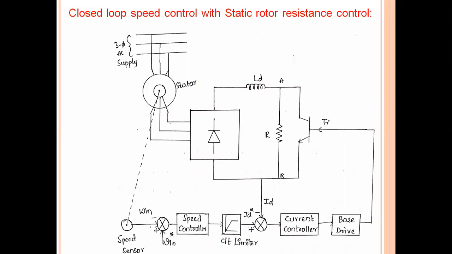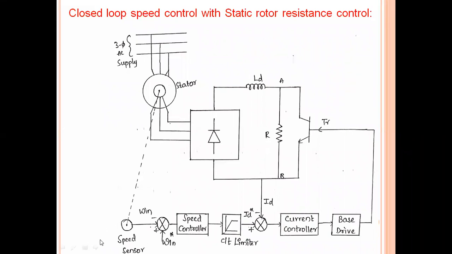So for plugging, the arrangement will be made for the reversal of phase sequence. If we reverse the phase sequence, then the plugging operation will also be achieved. We have already seen the plugging operation in unit number 2, which is control of DC motor control of chopper circuit. In that unit, we have seen how the plugging operation is carried out. So simply by reversing the phase sequence, we will get the plugging operation, right?